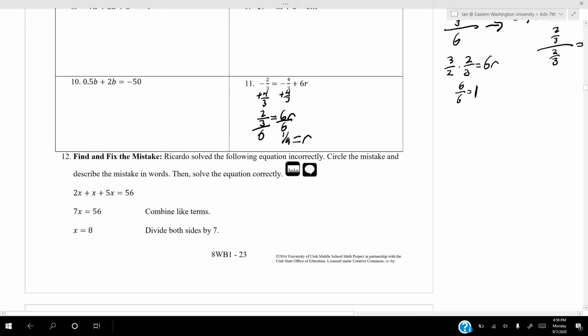All right, and then spot the mistake, guys. Ricardo solved this problem incorrectly. Circle the mistake and describe the mistake in words, then solve the equation correctly. What I want you guys to do is to do this and come to class ready for that, all right? I think you guys can do this.